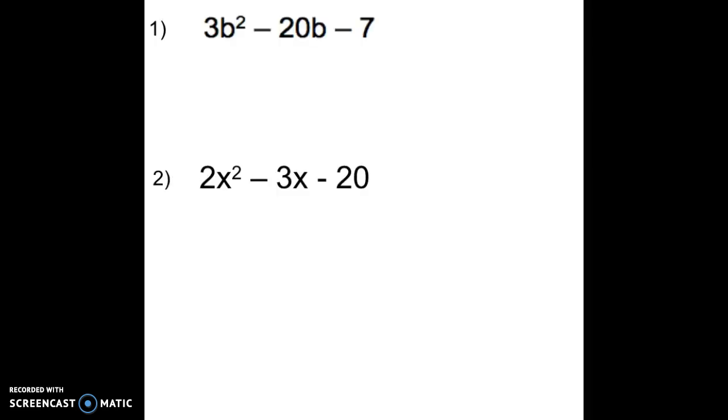For your homework assignment tonight, I want you to use the guess and check method to factor these two problems here.